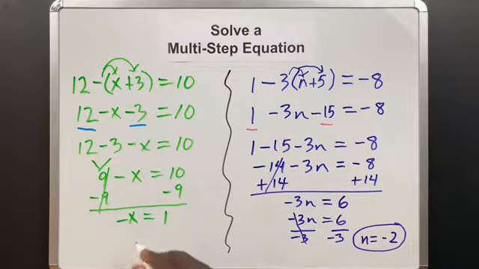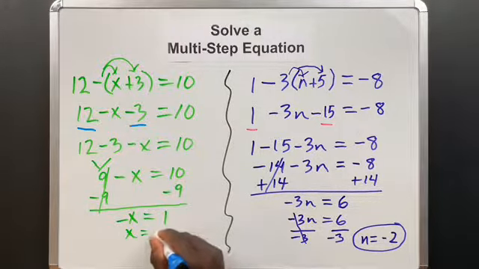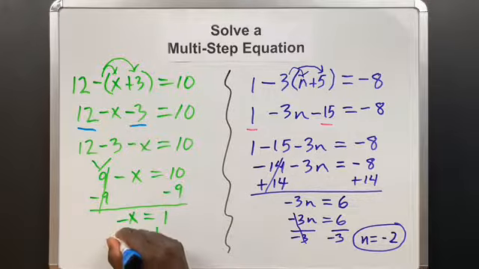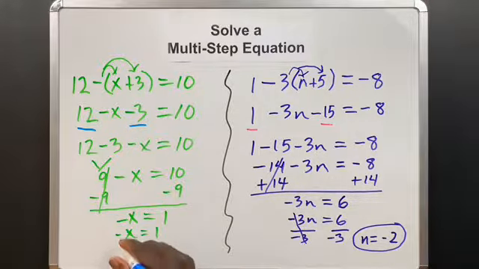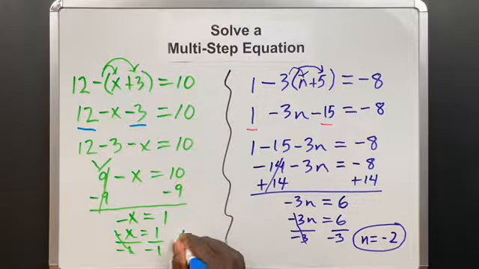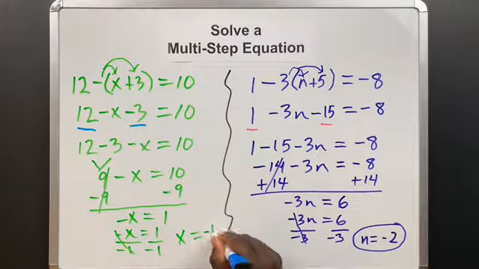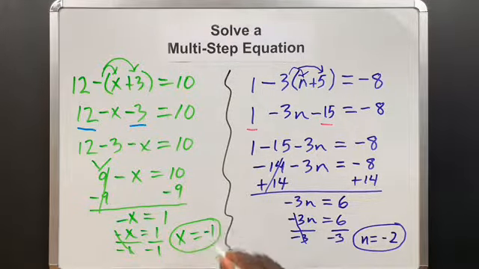Now, let's go ahead and solve for x. We have a negative 1 in front of it. I'm going to go ahead and write that again. Put that negative in front of it. The opposite of multiplying x by negative 1 is to divide by negative 1. Divide this side by negative 1. The negatives cross out. Final answer is x equals 1 divided by negative 1 is negative 1. And that is our final answer.